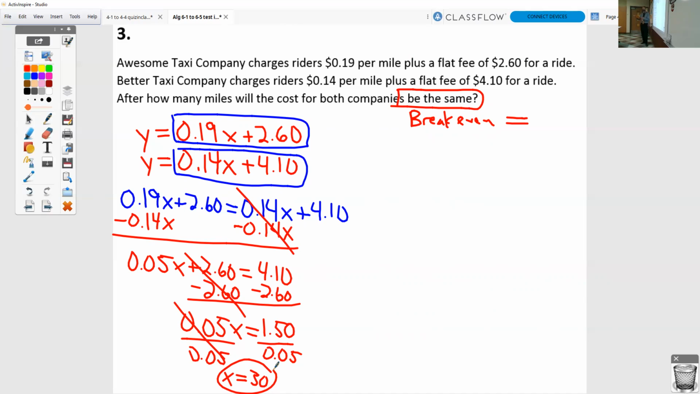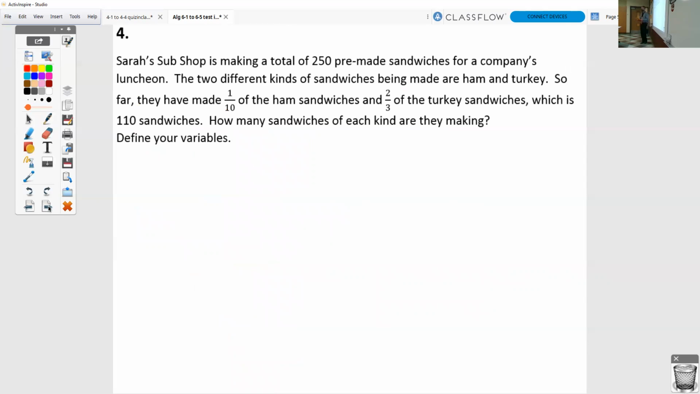Questions on number 3? I think on your quiz tomorrow, question number 4 is the most difficult question for most people. Sarah's Sub Shop is making a total of 250 pre-made sandwiches. The two different kinds of sandwiches being made are ham and turkey. Right away, just from those two sentences, you have your first equation.